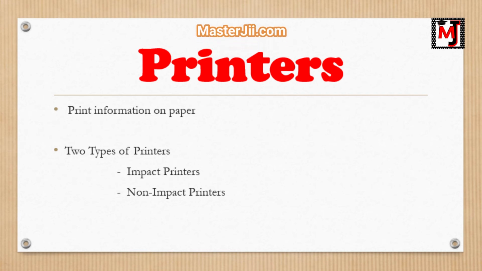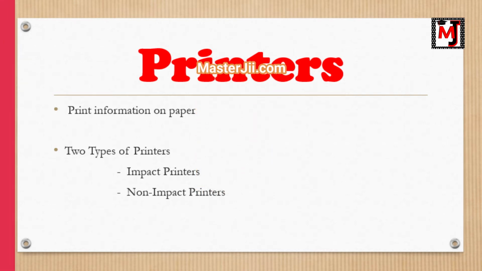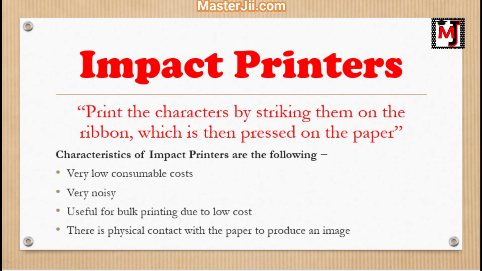A printer is an output device which is used to print information on paper. There are two types of printers, that is impact printers and non-impact printers. First, impact printers. Impact printers print the characters by striking them on the ribbon, which is then pressed on the paper. Characteristics of impact printers are the following: very low consumable cost, very noisy, and useful for bulk printing due to low cost. There is physical contact with the paper to produce an image.